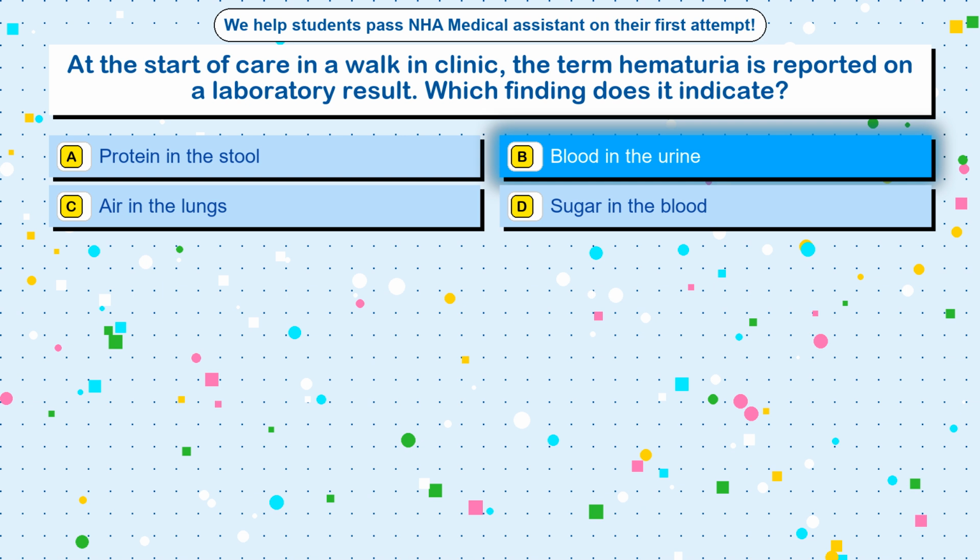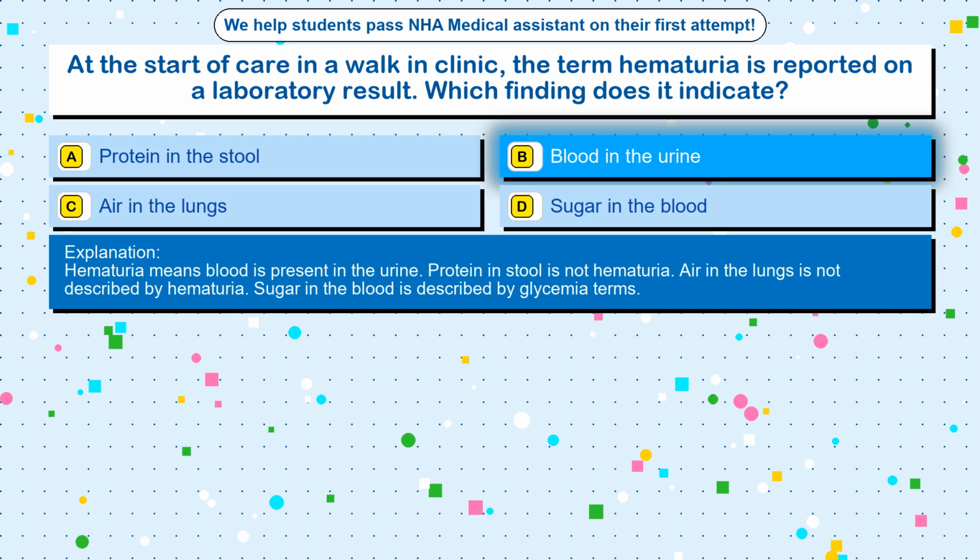Blood in the urine. Hematuria means blood is present in the urine. Protein in stool is not hematuria. Air in the lungs is not described by hematuria. Sugar in the blood is described by glycemia terms.